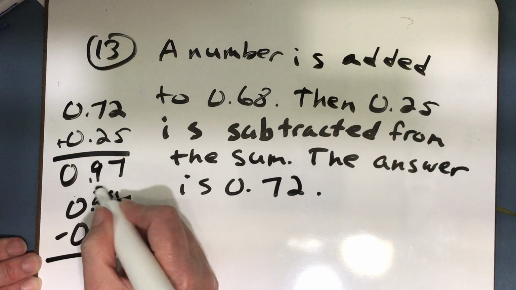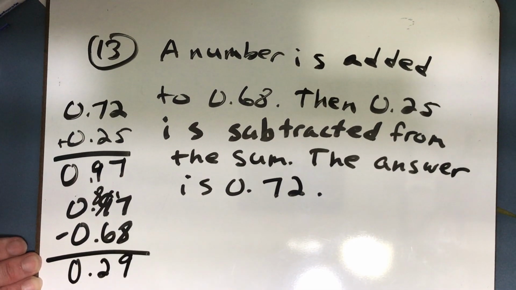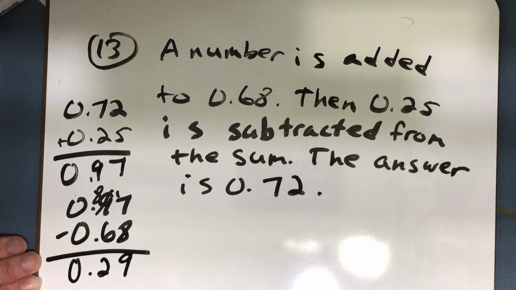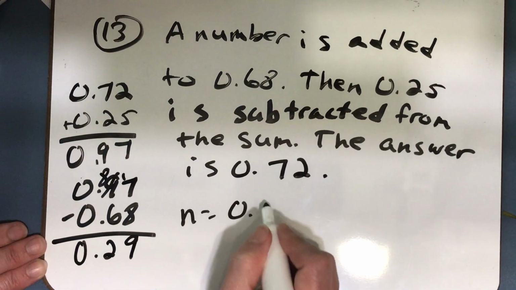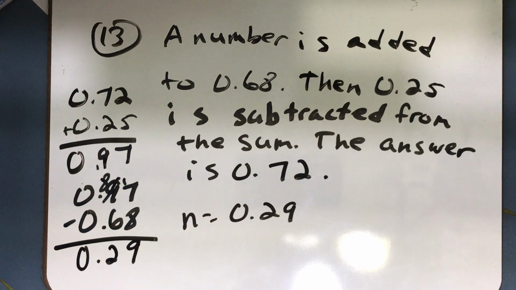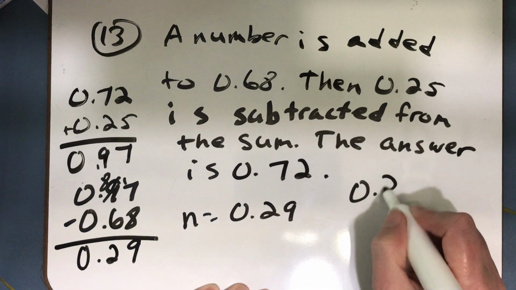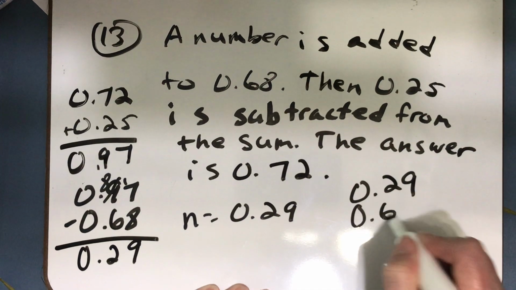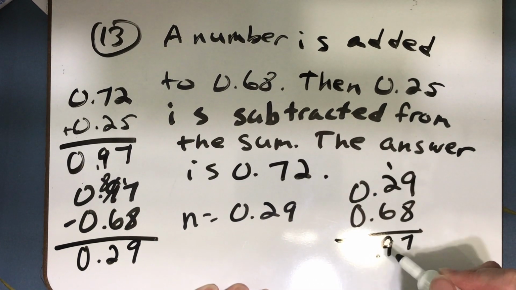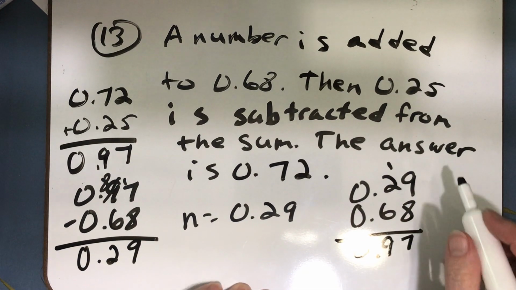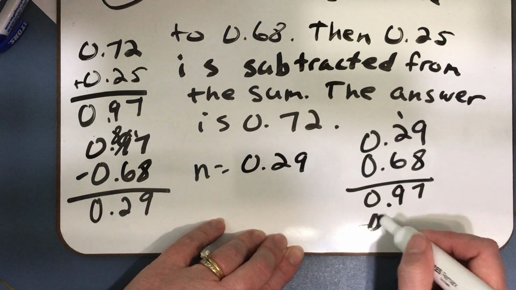So I need to regroup. 17 minus 8 is 9. 8 minus 6 is 2. All right, 29 hundredths. So that is what n is. N equals 29 hundredths. And let's check to make sure it works. So if I take 29 hundredths and I'm going to add it to 68 hundredths, 9 plus 8 is 17. That's 97 hundredths. Now I'm going to subtract 25 hundredths from that. So minus 25 hundredths.